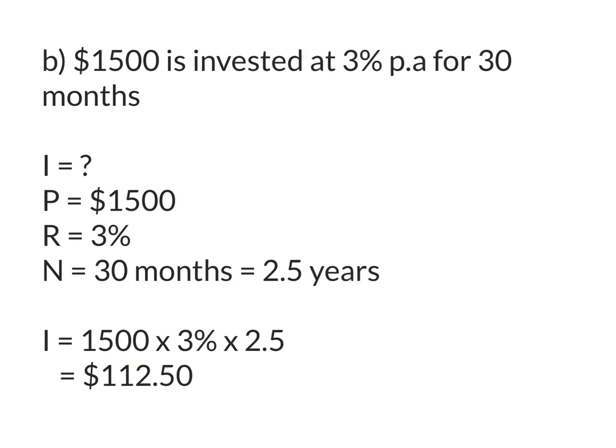Second one has a little twist to it. $1,500 is invested at 3% per annum for 30 months. So notice the rate is in years, whereas the time is in months. So we're going to change 30 months to years. So the interest we don't know, P is 1,500, rate is 3%, and N is 30 months, which is equivalent to 2.5 years, so that we can actually have them both in the same units. And then we just put it into our calculator, 1,500 times 3% times 2.5.